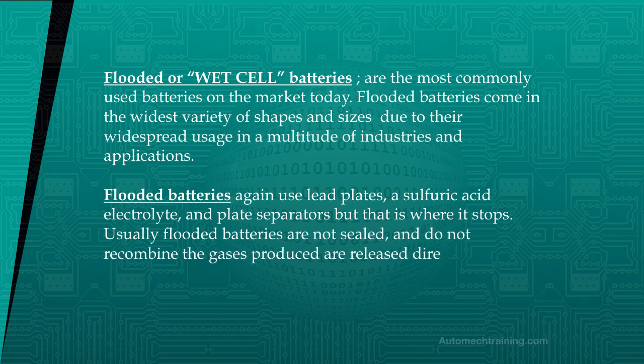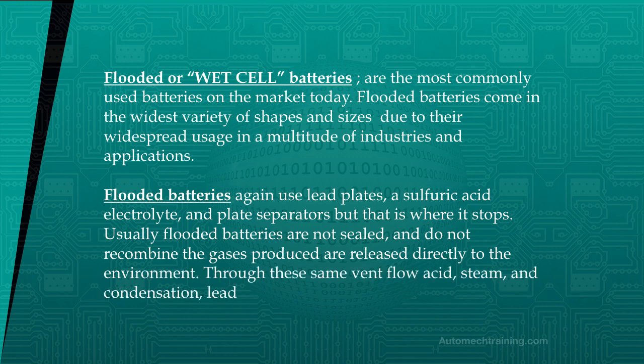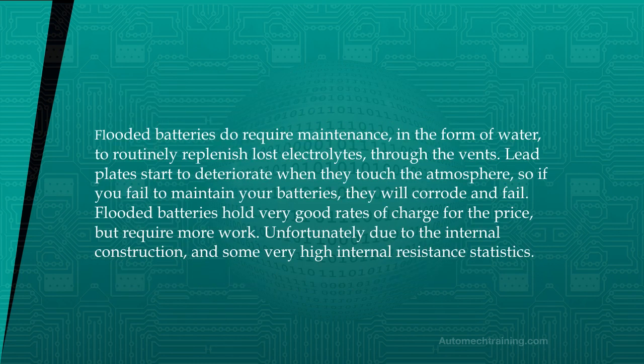The gases produced are released directly to the environment through vents, and acid, steam, and condensation can flow out of these same vents, leading to maintenance. Flooded batteries do require maintenance, in the form of water, to routinely replenish lost electrolyte through the vents. Lead plates start to deteriorate when they touch the atmosphere, so if you fail to maintain your batteries, they will corrode and fail. Flooded batteries hold very good rates of charge for the price, but require more work, unfortunately due to the internal construction and some very high internal resistance statistics.